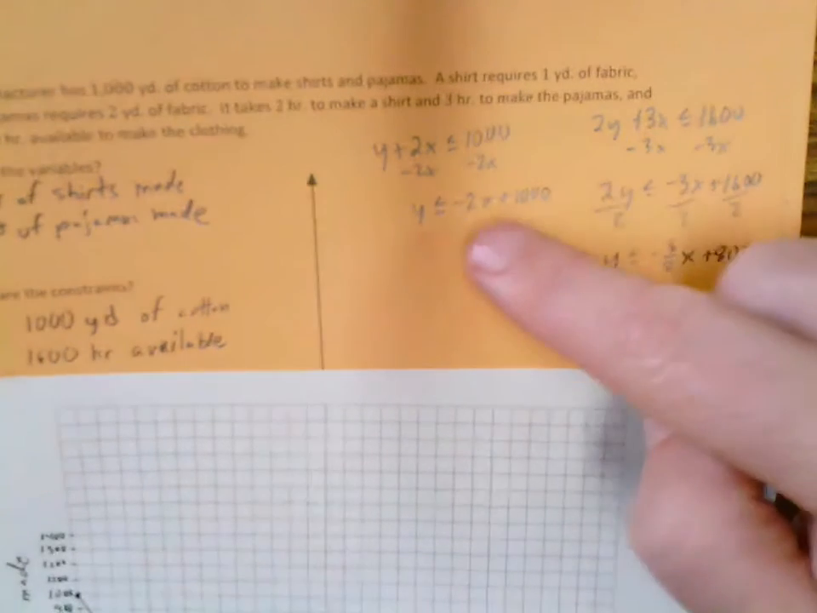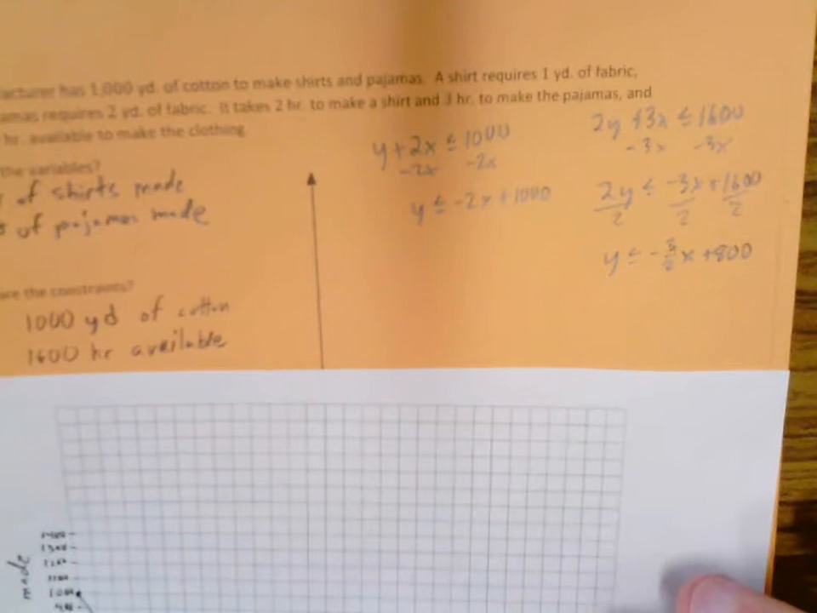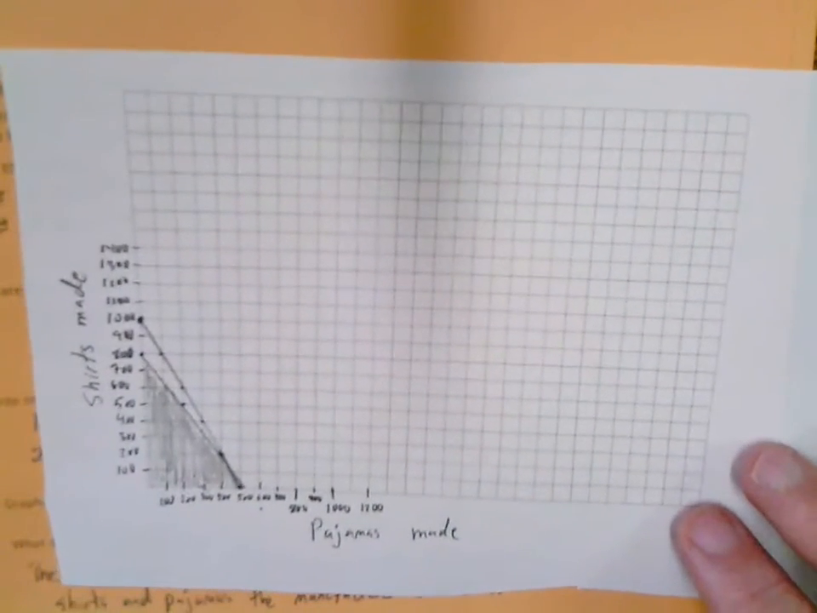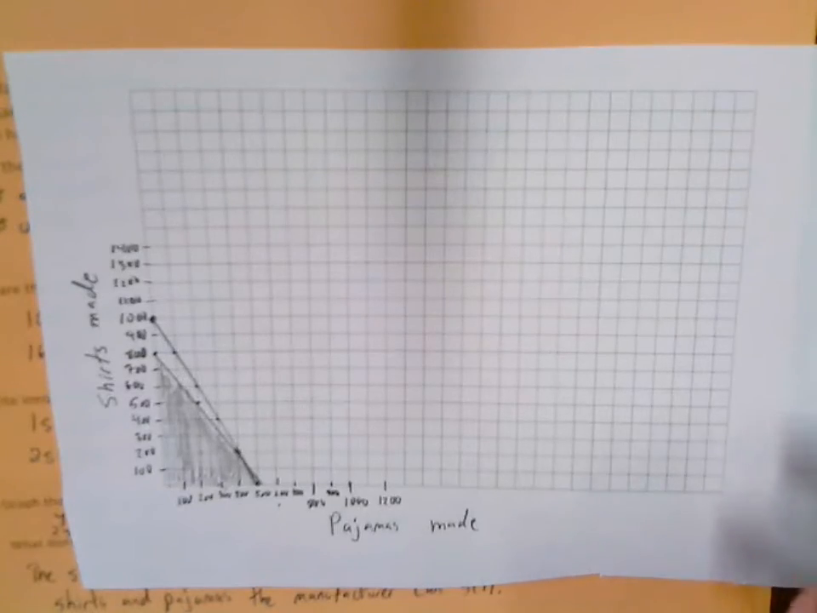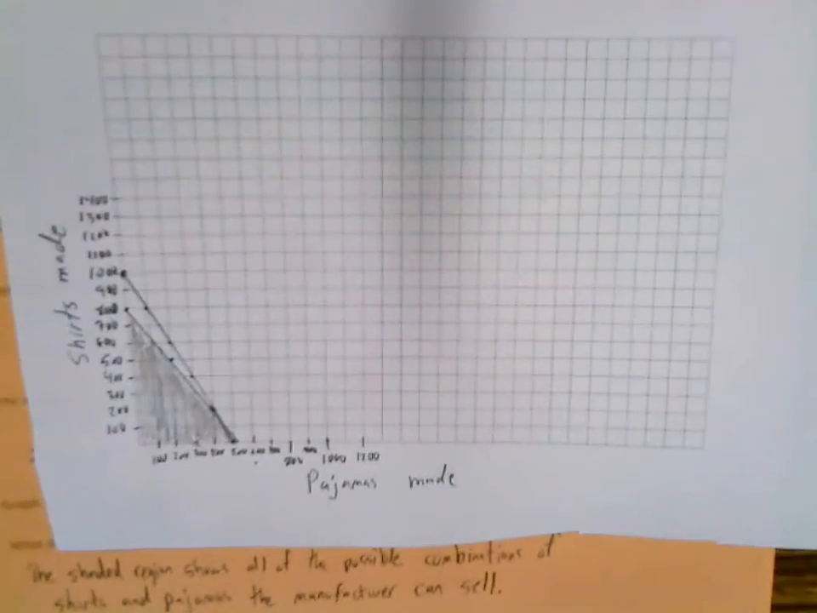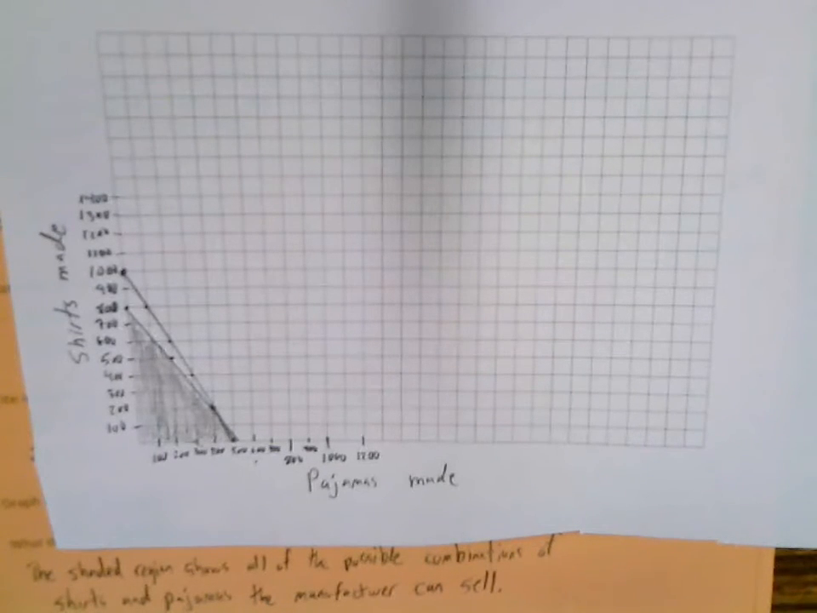So after solving each of my equations here for Y, and I made a scale of every square equal to either 100 pajamas or 100 shirts, this is what I came up with for the graph. And I have a shaded area in here which represents all of the possible combinations of shirts and pajamas the manufacturer can sell. So that's going to try to figure out the next question, which I have in part 6 here, which is, suppose the manufacturer makes a profit of $10 on shirts and $18 on pajamas. How would it decide how many of each to make?